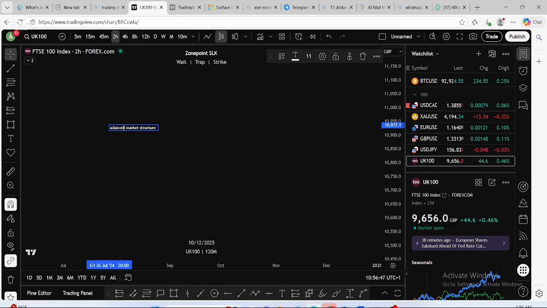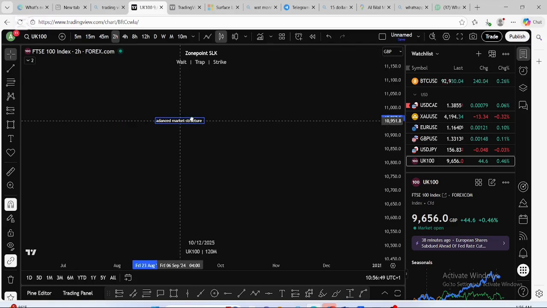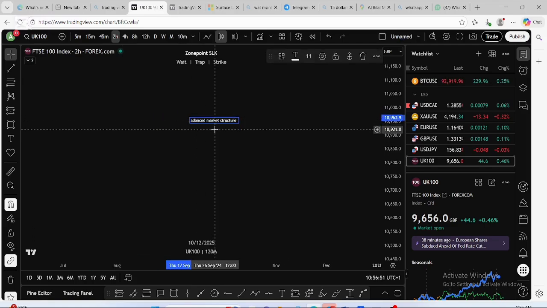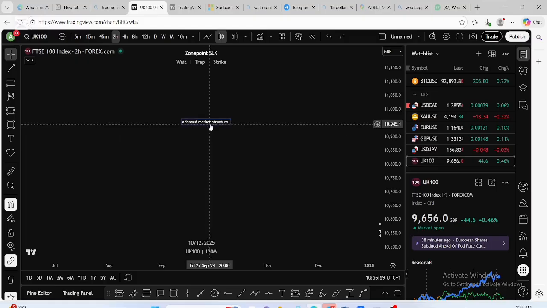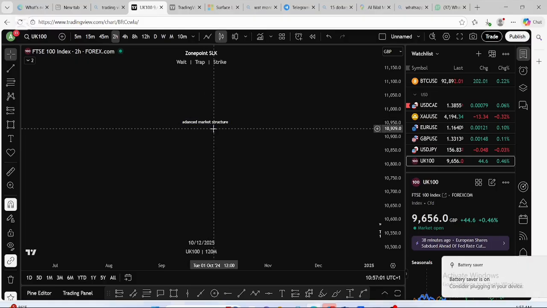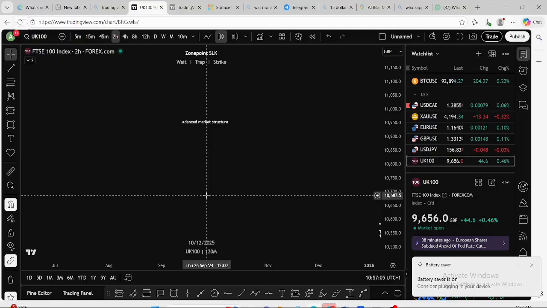So now, the basic market structure we have been explaining before, the first lesson we started, I'll call that lesson 1, and it is what? The basic market structure. So all those basic market structure lessons now bring us to what? Advanced market structure. And what is advanced market structure?